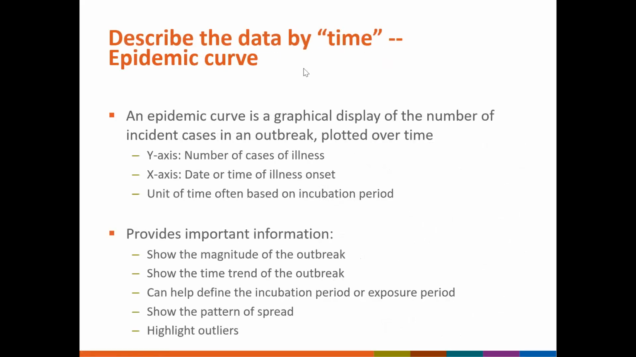Coming to the next thing, describing the data using an epi curve using bar charts. An epidemic curve is a graphical display of the number of incident cases in an outbreak plotted over time. The y-axis shows the number of cases of illness. The x-axis shows the date or time of illness onset. The unit of time is often based on the incubation period. And it provides important information regarding the magnitude of the outbreak. Showing the time trends of the outbreak could help to determine the incubation period, show the pattern of spread, and highlight the outliers. So let us see some examples of epidemic curves.